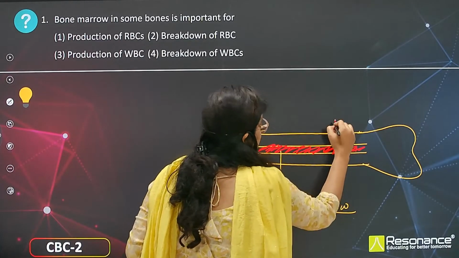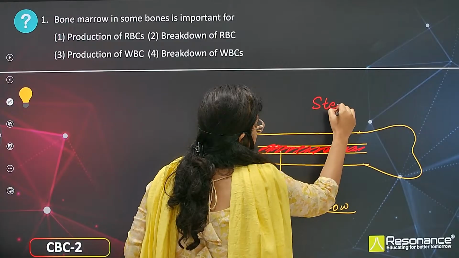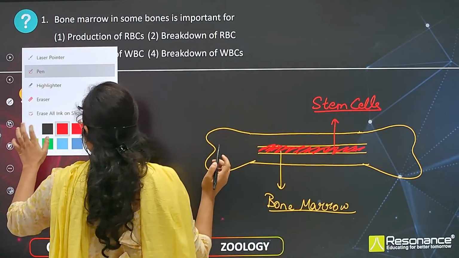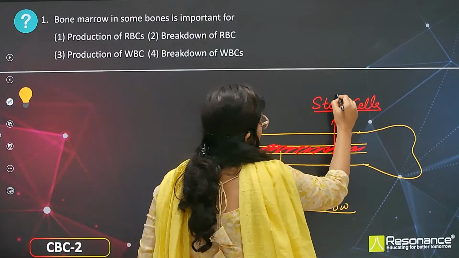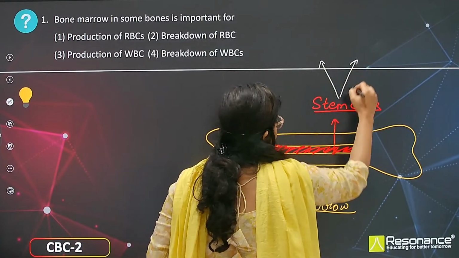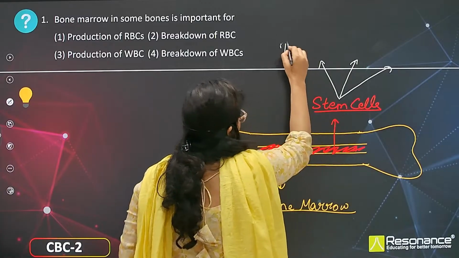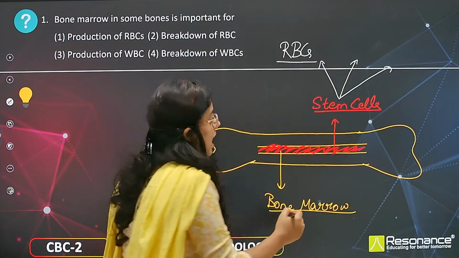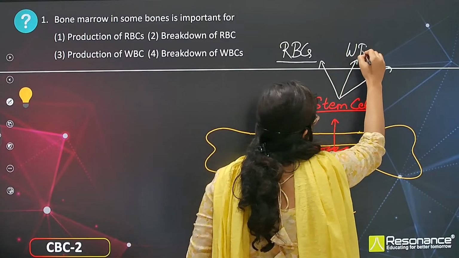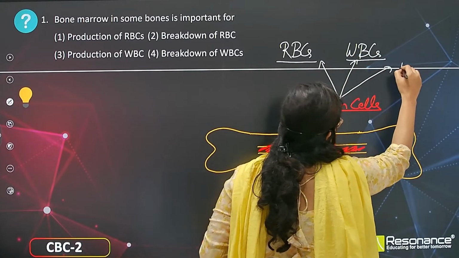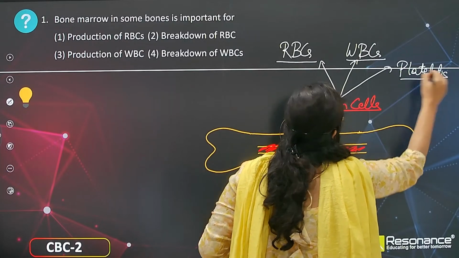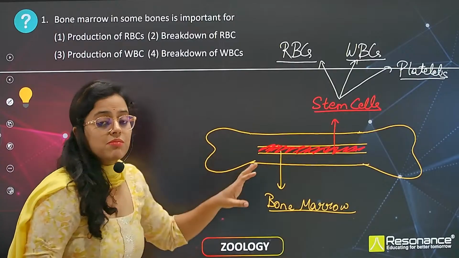These have stem cells. And what is the role of stem cells? Stem cells form various types of blood cells. This includes RBCs, that means red blood cells, and it results in formation of WBCs, white blood cells, and platelets. Okay, all these three types of cells are formed in bone marrow.